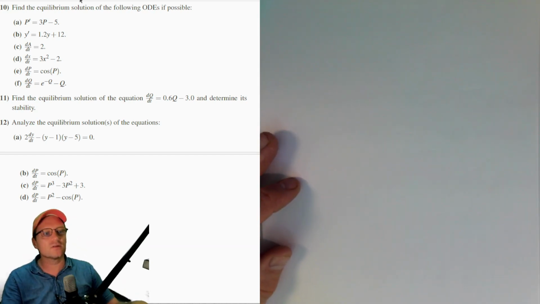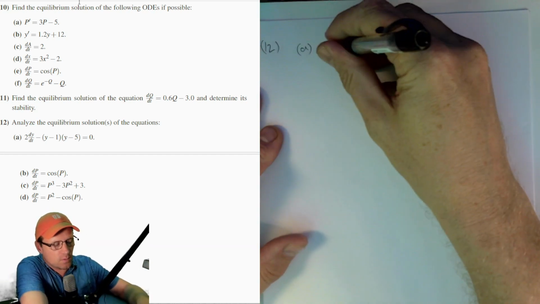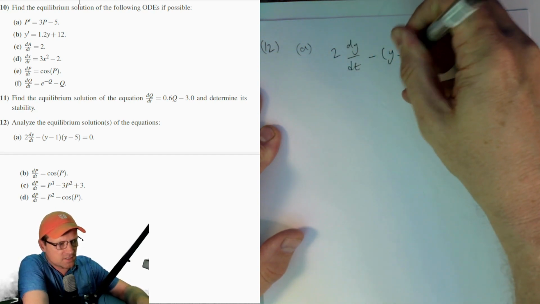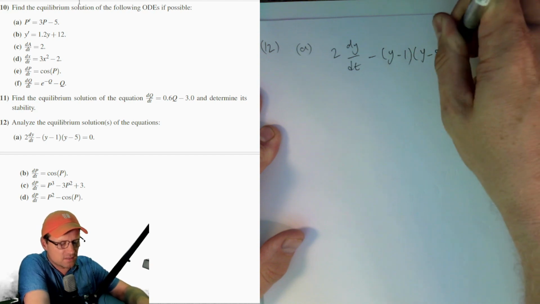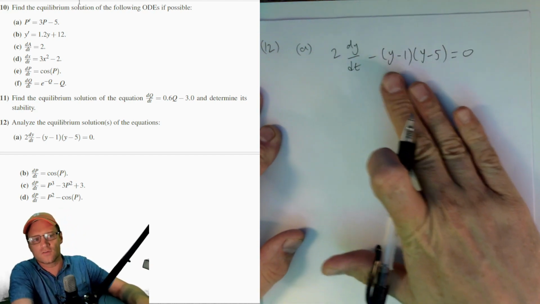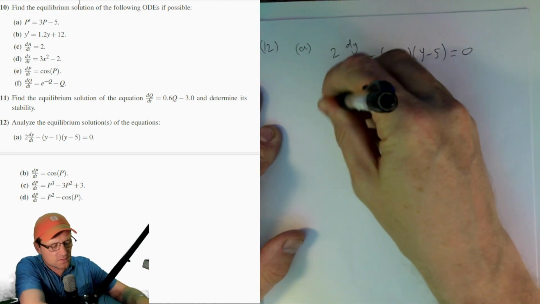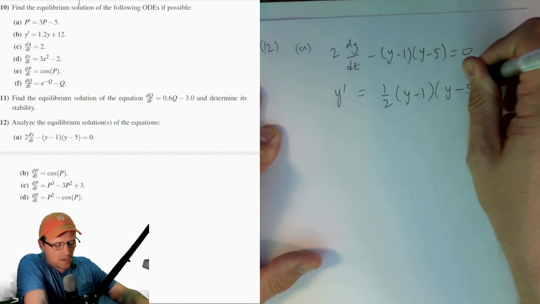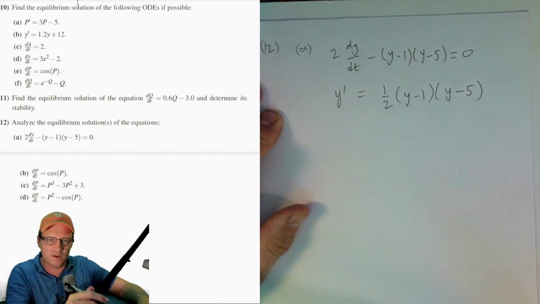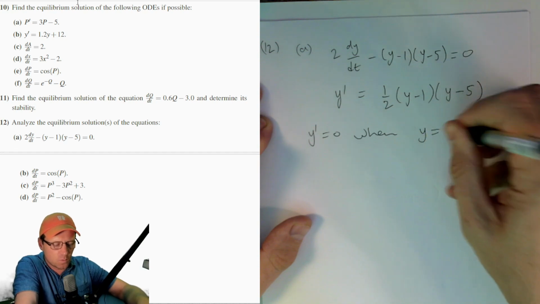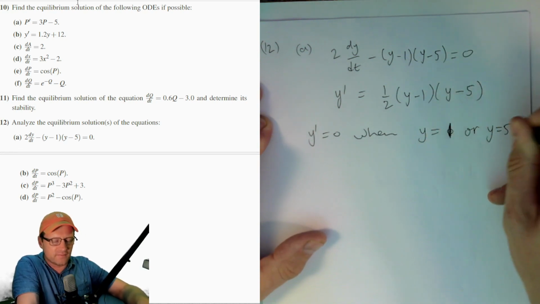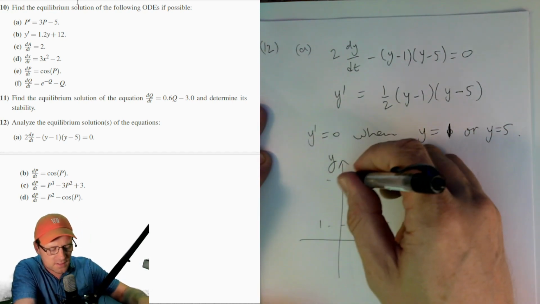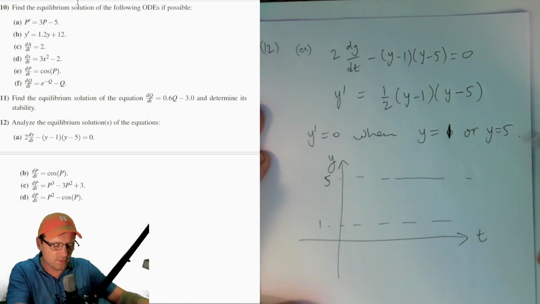All right, question 12. So in part A, we have 2 dy on dt minus (y minus 1)(y minus 5) is 0. Let's take this over to the right-hand side and divide by 2. So we can write y dash equals 1/2 (y minus 1)(y minus 5). All right, so solving for when this derivative is 0, we have y equals 1 or y equals 5. These are our two equilibrium solutions. So let's sketch this, the 1 and then say 5 up here. Okay, so we have 3 regions.